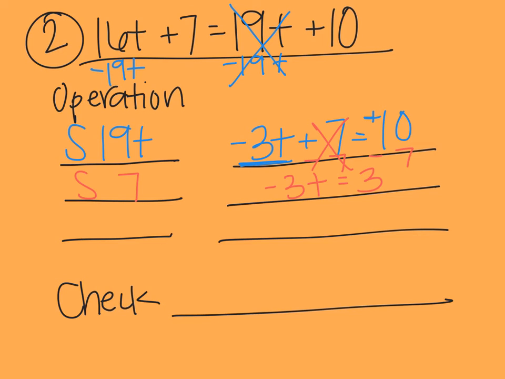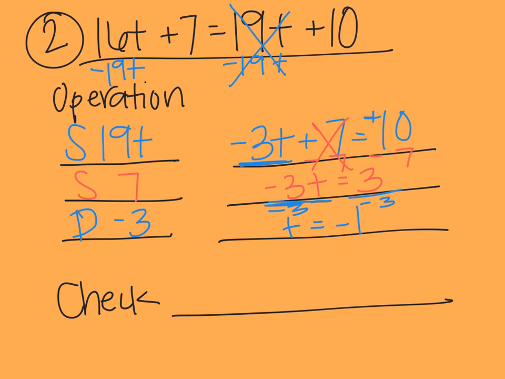Now finally, I need to divide by negative 3, and I need to do that on both sides. Dividing by negative 3 will split up my variable here. So divide by negative 3, divide by negative 3. I now have positive 1t, and if it's a 1, I can just write t. If it were a negative 1t, I would need to put a negative sign there. t equals 3 divided by negative 3, which is negative 1.